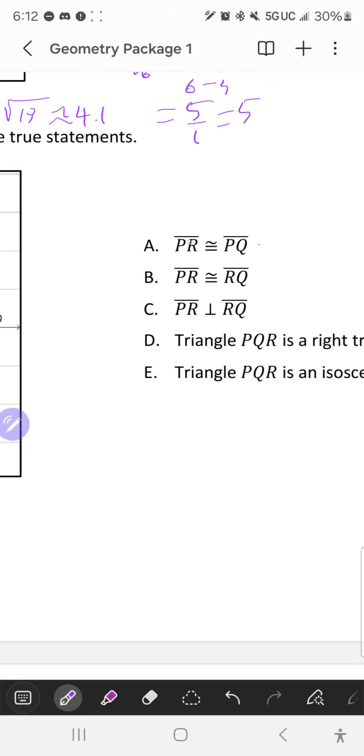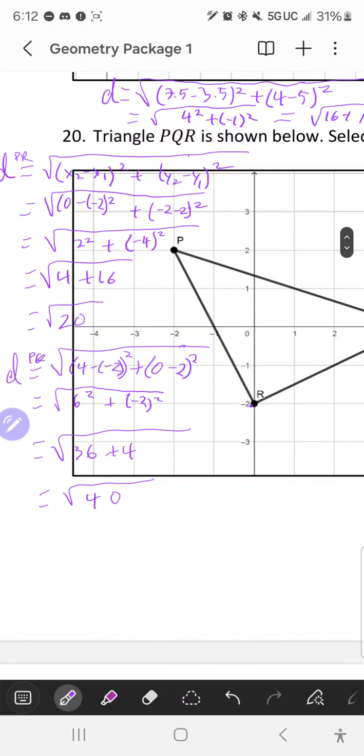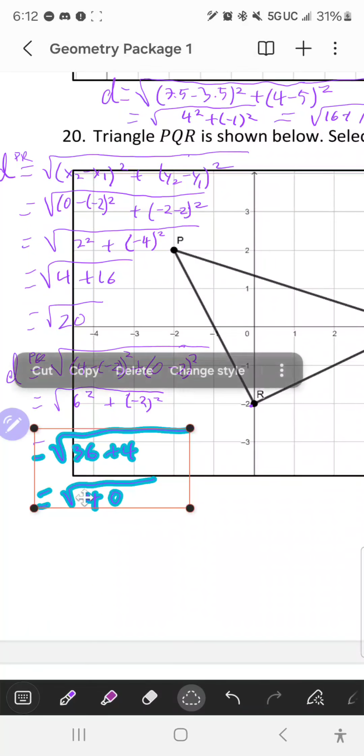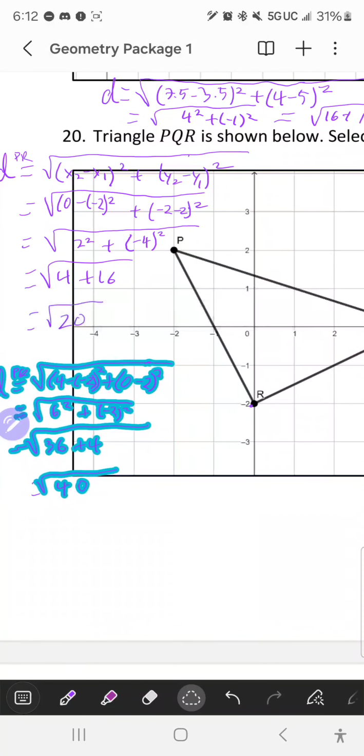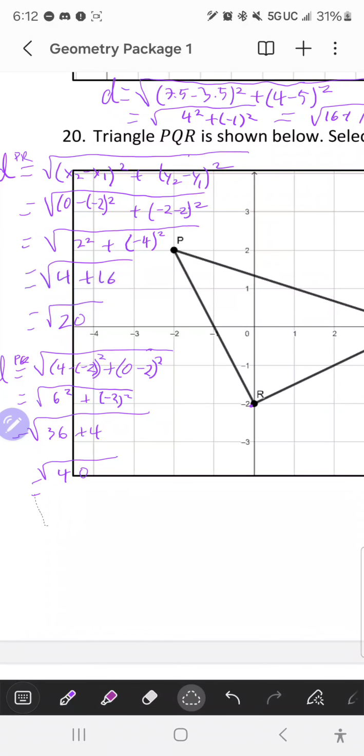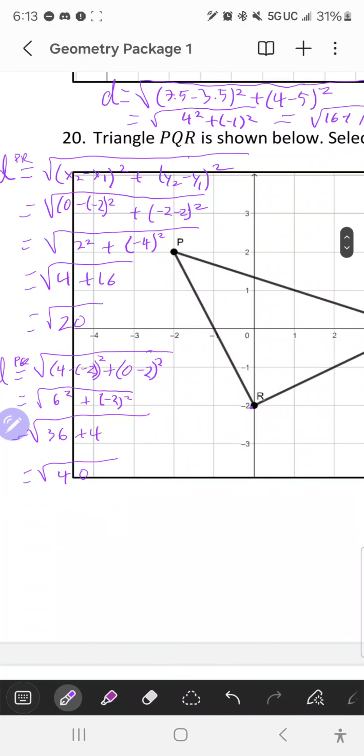Let me choose that again. Yeah, false. Now, PR is equal to RQ. We already have the distance for PR, so we are not going to calculate it again, it is not necessary. We need to calculate the distance for RQ.